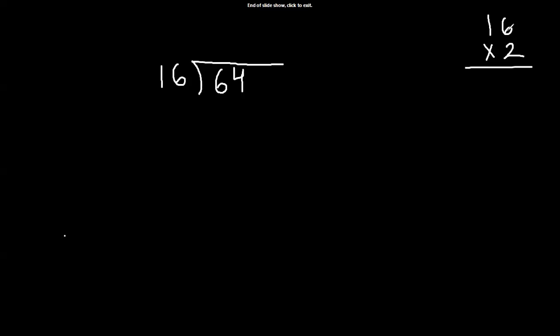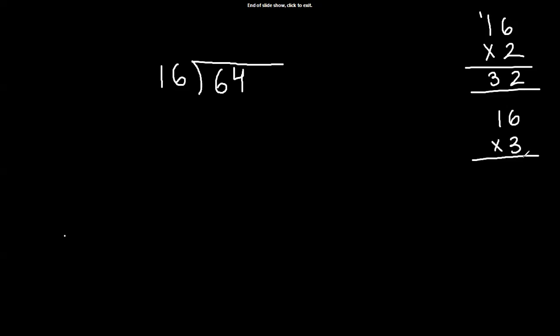So 2 times 6 is what? That gives us 12. Put the 2 down, put the 1 up. 2 times 1 is 2, plus 1 is 3, so it's 32. Obviously 32 is not gonna work, right? It's too small. So let's try 3. We still don't know which one is gonna work, but we're just trying it out.